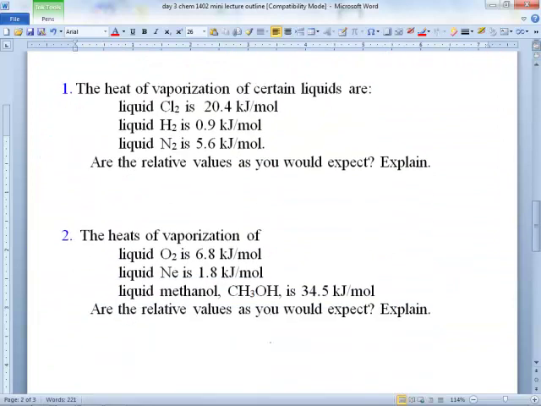Here are some heats of vaporization of certain liquids. Liquid chlorine, 20.4; hydrogen, 0.9; nitrogen, 5.6. Are they what you would expect? Now, before we ask Vanessa, what is the algebraic symbol for heat of vaporization? In all the homework and everywhere, they never say that. They just give a little symbol. What symbol are they giving? The delta. Keep going. It's the delta.